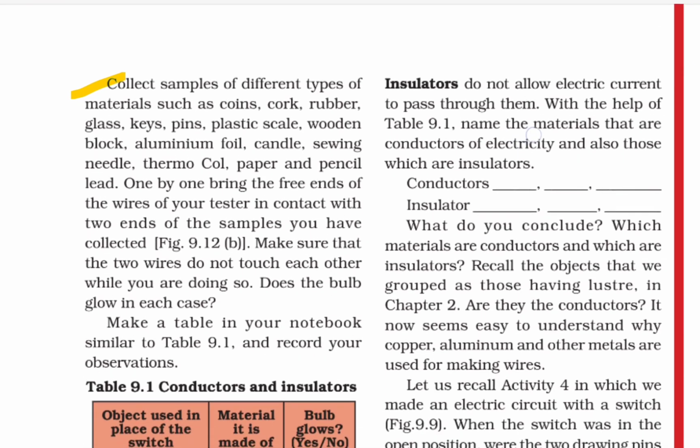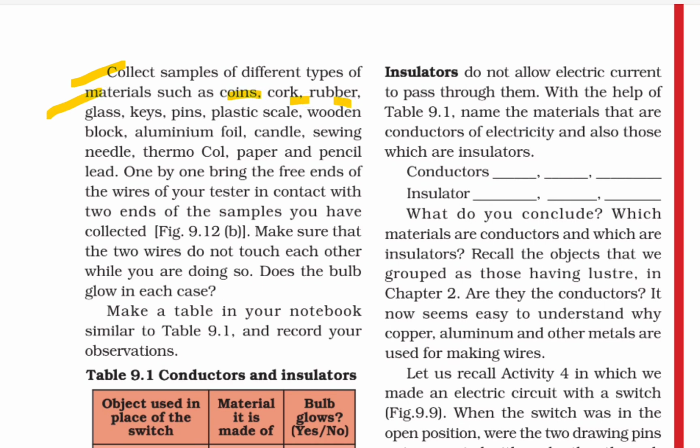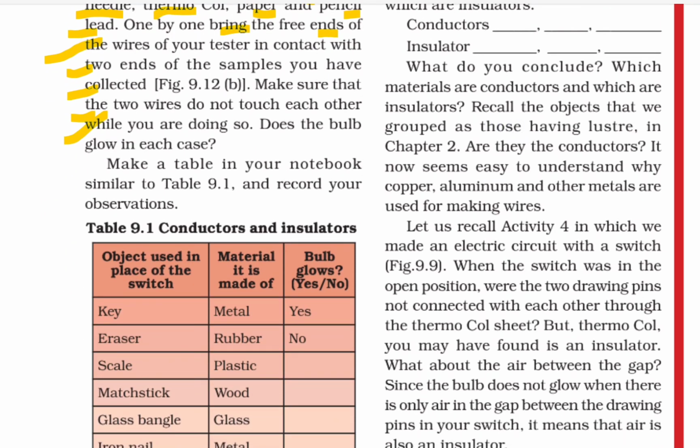Collect a sample of different types of materials such as coins, cork, rubber, glass, keys, pins, plastic scales, wooden blocks, aluminum foil, candle, sewing needle, thermocol, paper and pencil leads. One by one, bring the free ends of wire of the tester in contact with two ends of the sample you have collected. Make sure that the two wires do not touch each other while you are doing so. Does the bulb glow in each case? Make a table in your notebook similar to table 9.1 and record your observation.